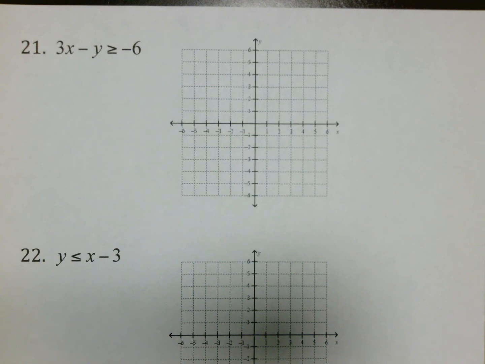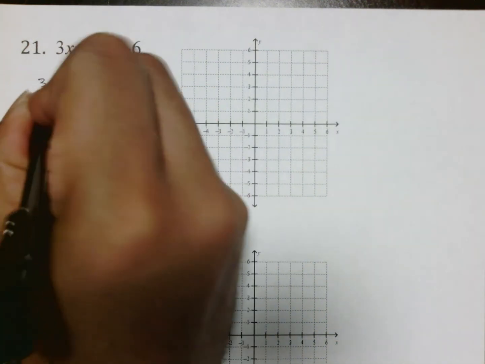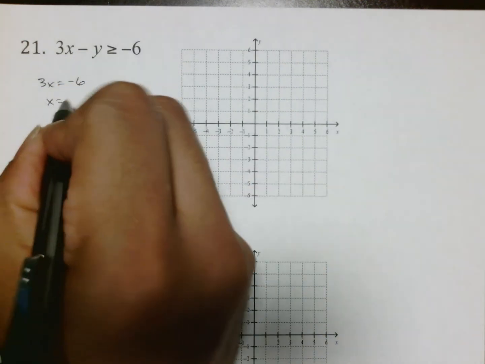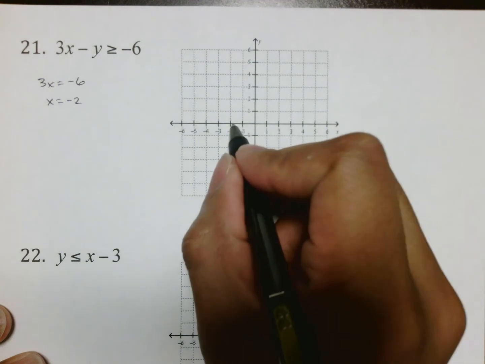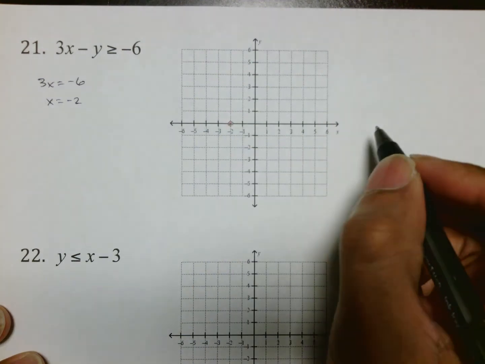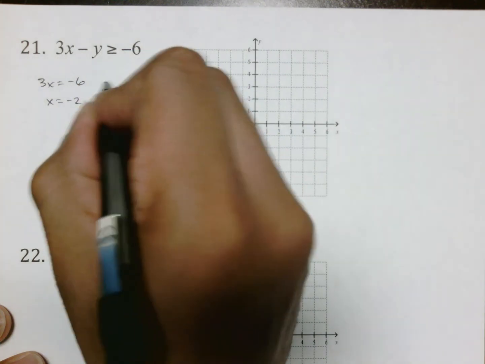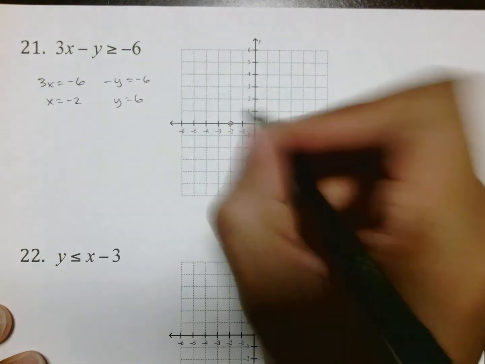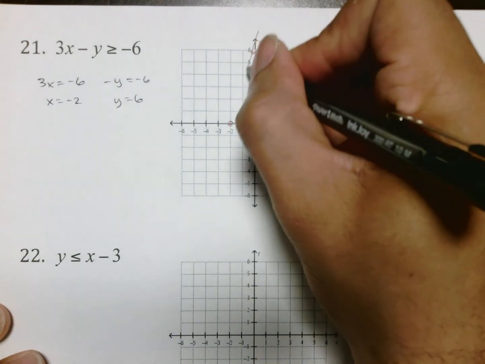Number 21. Graphing this, ignore your y. You end up with 3x equals negative 6. Again, just use equals when you're doing that. That means that x is negative 2. Now the key here to remember is that x negative 2 would be to the left. Then you go ahead and you ignore your x, which means you get negative y equals negative 6, which means that y is equal to positive 6. So you go up 6, and again you draw your line.